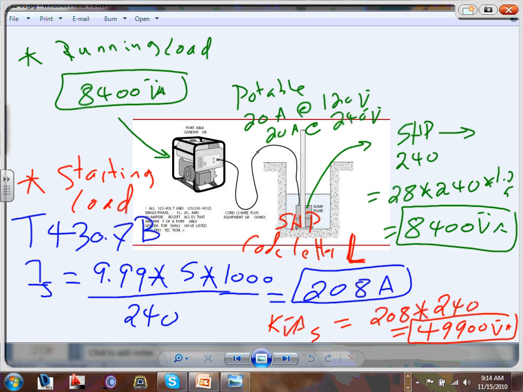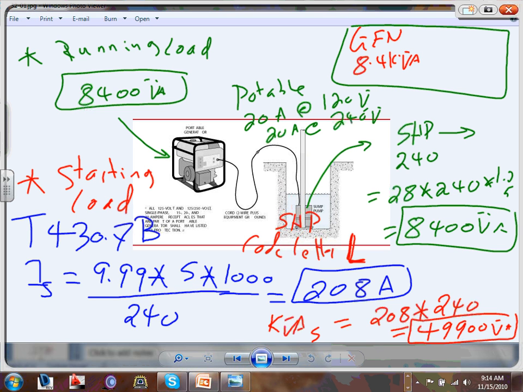So in this case, guys, the generator that I need to buy is going to have 8.4 kW or kVA, and we'll get into the difference, and also close to 50 kVA. Two sizes. This will be run, this will be start. So when you go buy a generator, you're going to have two sizes. I need my gen to be able to start at 50 kVA and run at 8.4 kVA.